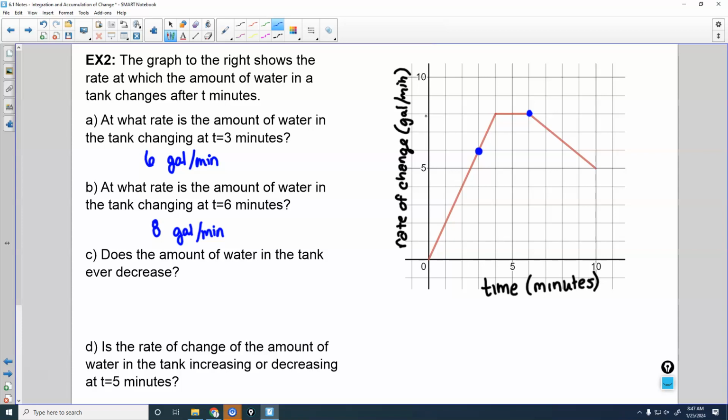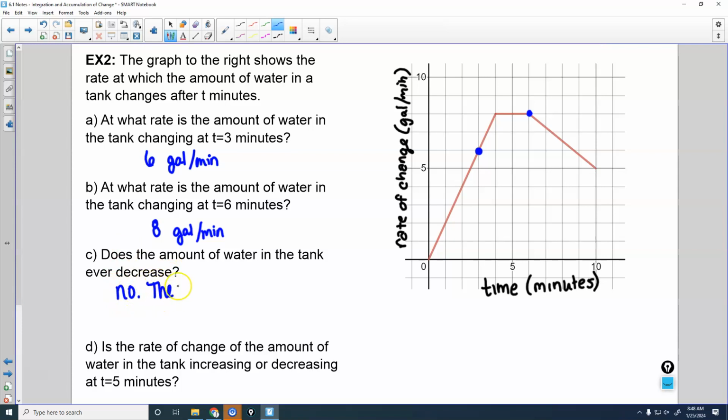C, does the amount of water in the tank ever decrease? Yes or no? This definitely decreases. What is this? This is the rate. So Jeremy said no, it never decreases, and Troy said it just slows down, right? Because how do we know that our amount of water in the tank is still increasing here? That rate is above the x-axis. It is positive. So, no.